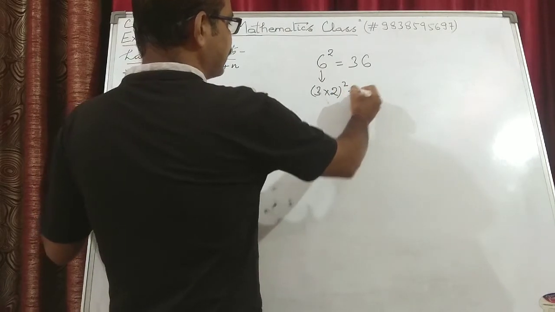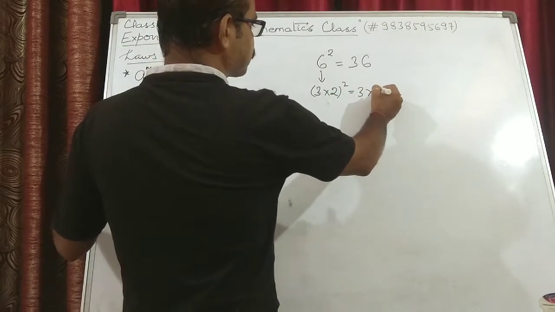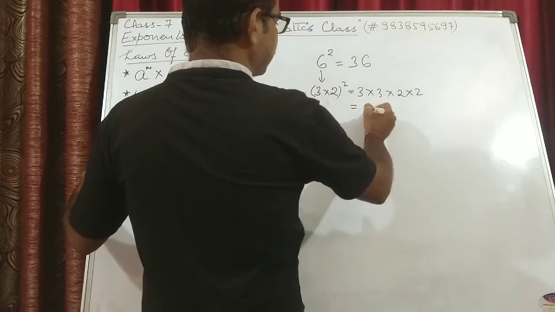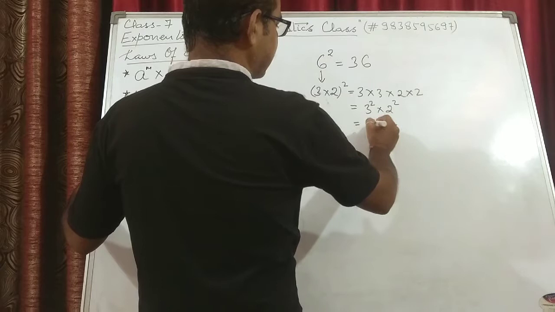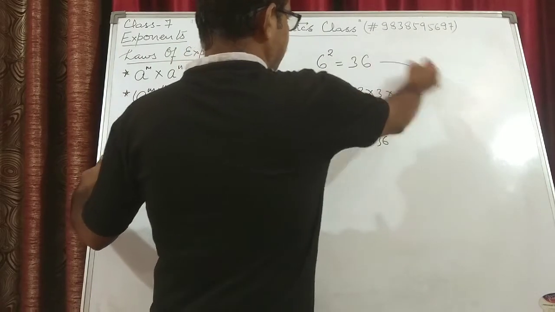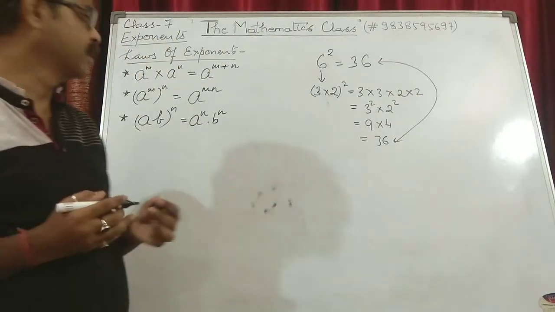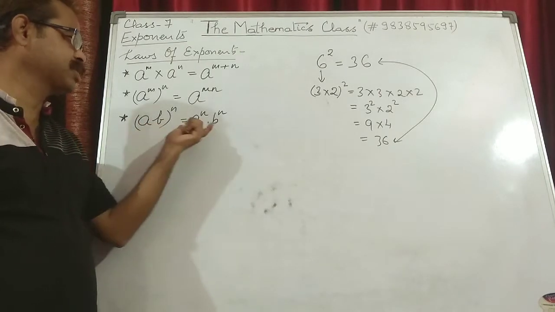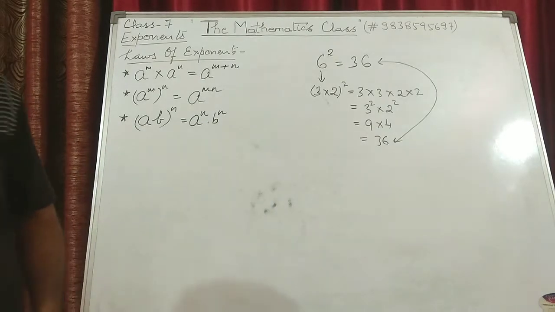It means what? 3 is multiplied 2 times and 2 is multiplied 2 times. It means it can be written as 3 to the power 2 into 2 to the power 2. 3 3s are 9, 2 2s are 4, 9 4s are 36. You can see that both these values are the same. So the third law is a into b to the power n is equal to a to the power n into b to the power n.